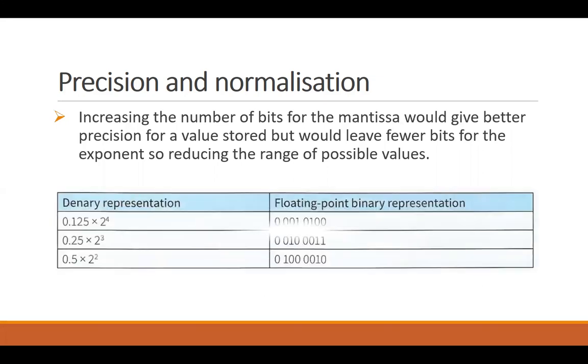For example, let's look at this table from a book. It has seemingly three different values, three different representations, but actually they are not different. Let's go through them one by one and convert them into our normal binary representation to see if they are different or the same.